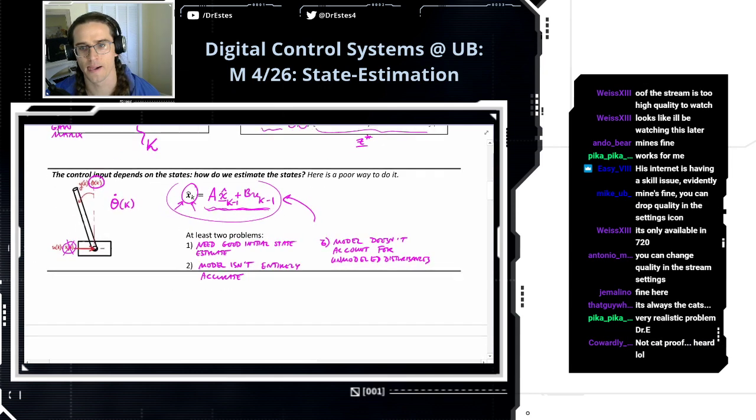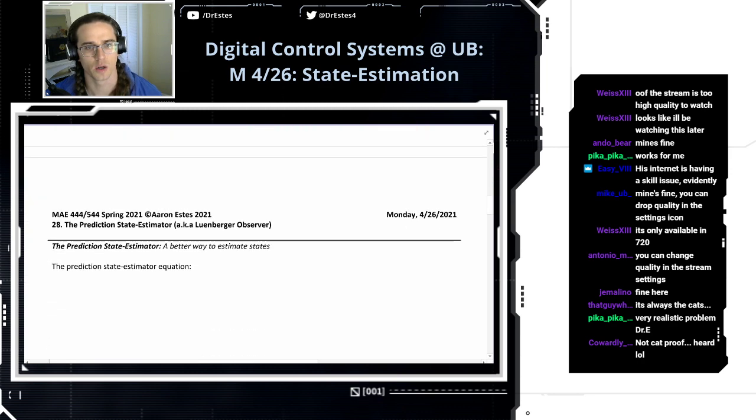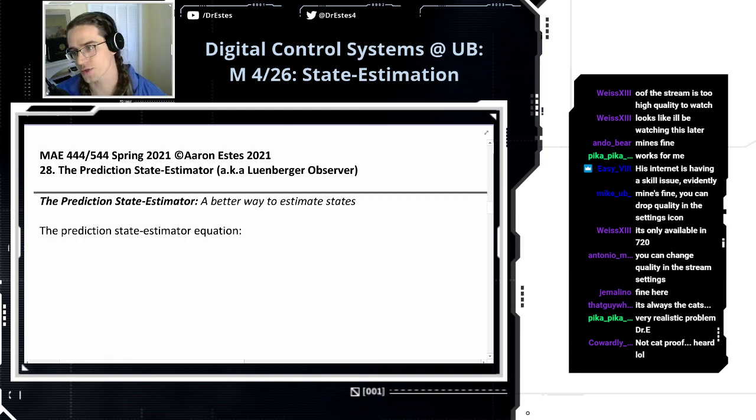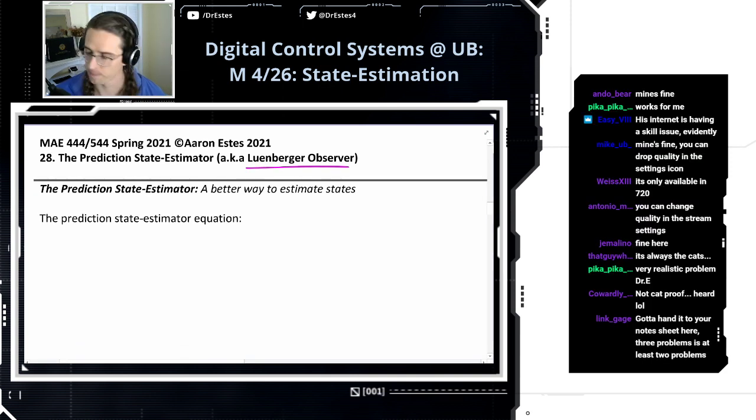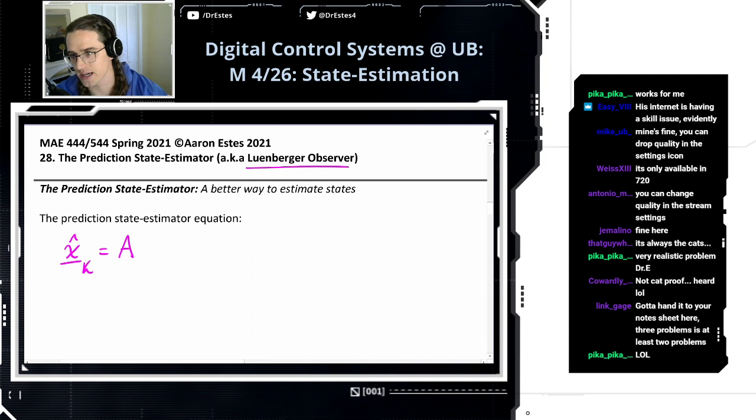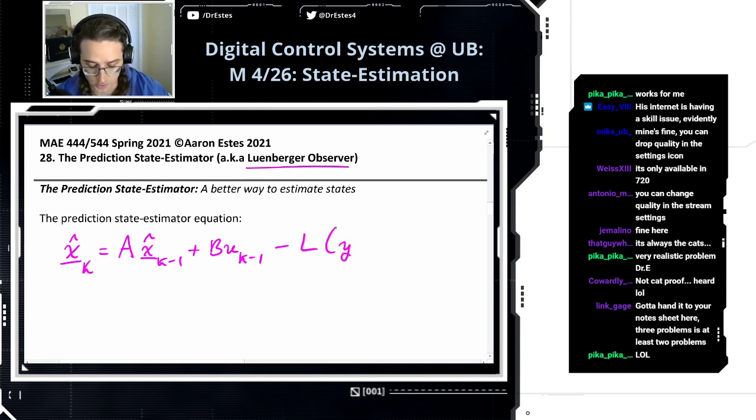Okay, so I introduced the prediction state estimator, also known as the Luenberger observer. So we're going to spend the rest of today talking about how super cool this estimator is. So what's an estimator? It is an equation that predicts or estimates what your states are. So this equation that I'm writing is an estimator. Just like if somebody asks you, what's a controller? A controller is fundamentally an equation that decides what your control input should be given some error.